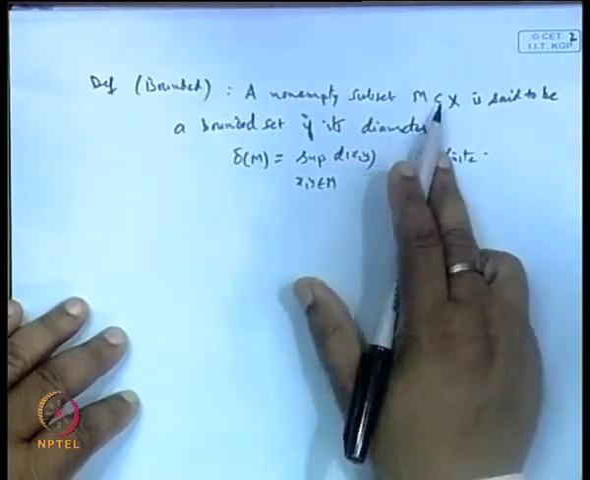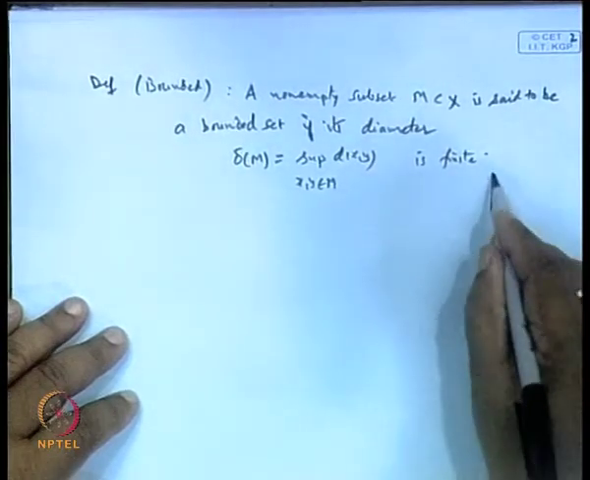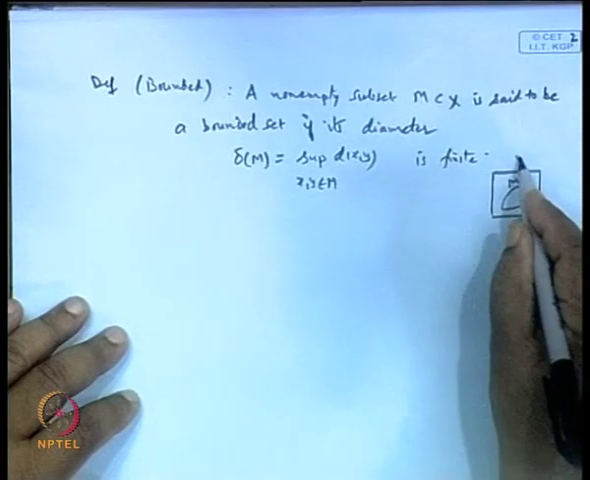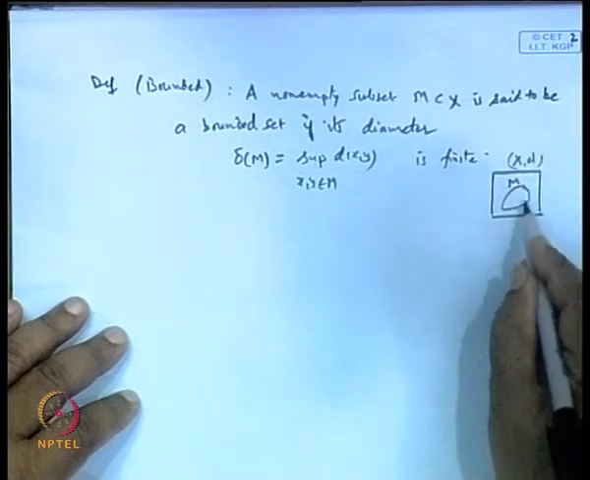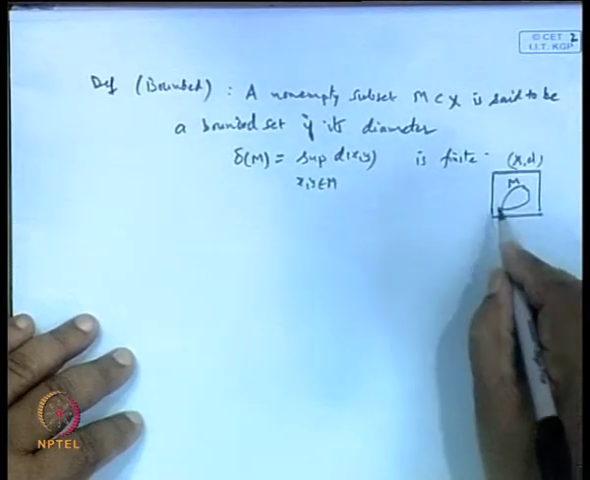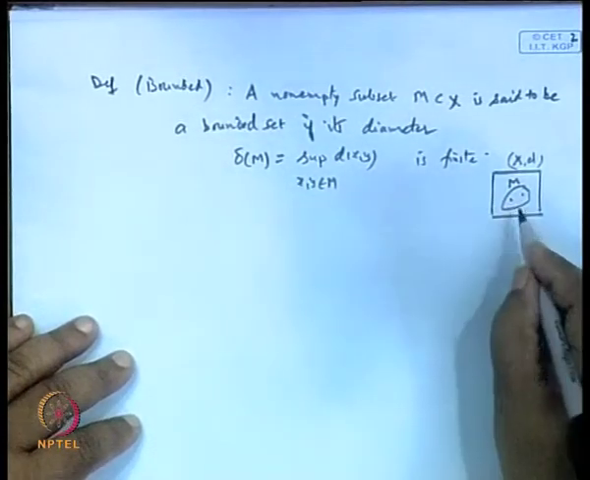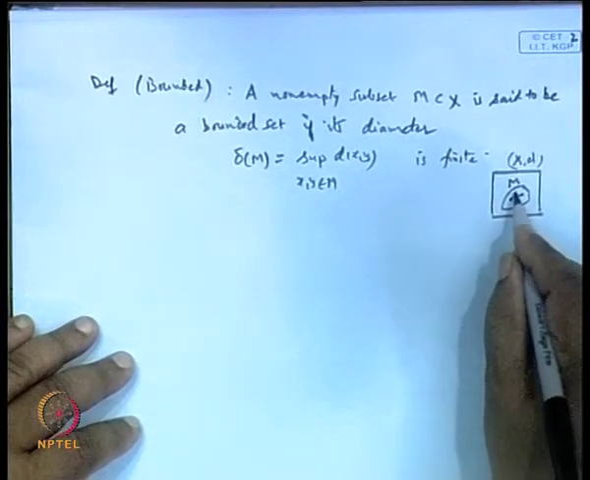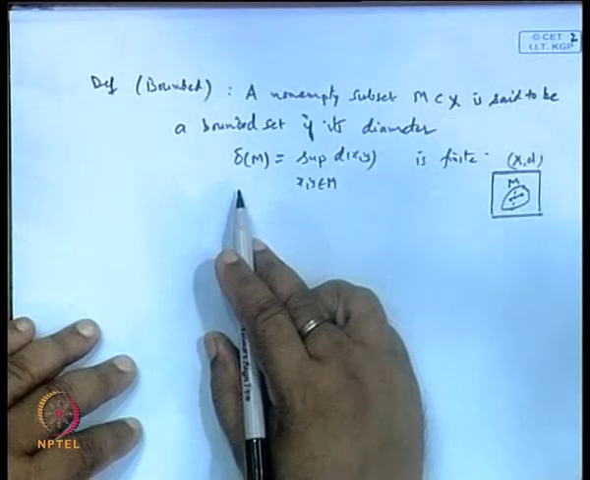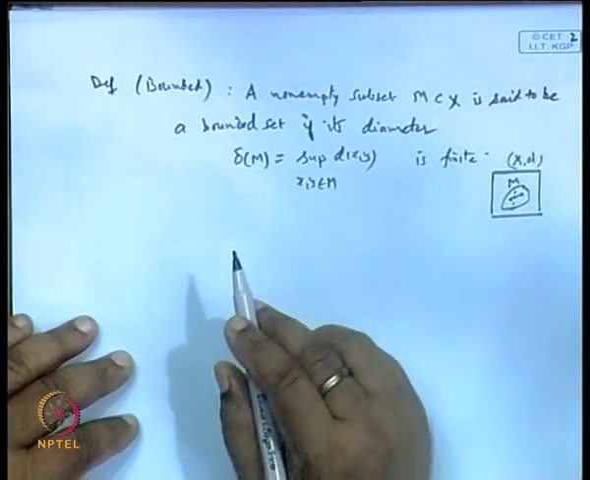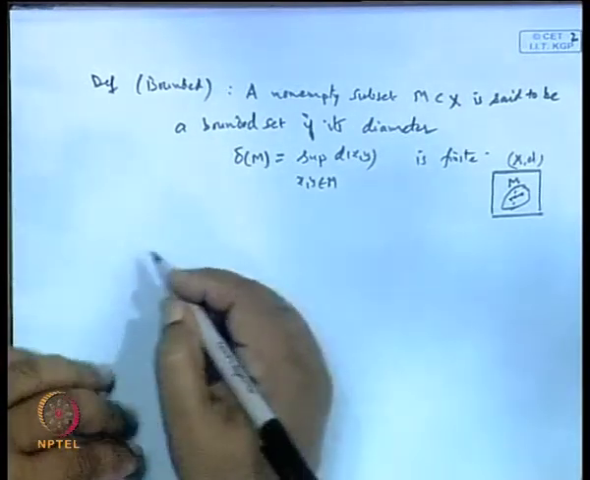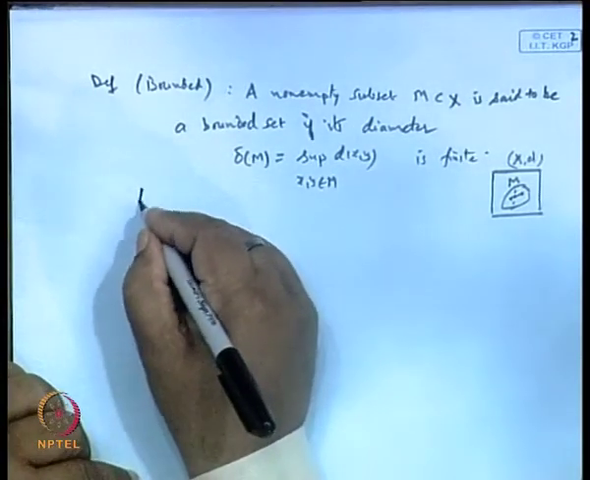Okay. So, a set M, which is a subset of a metric space (X, d), is said to be bounded if the diameter of this set is finite. That is, if we pick any two points here, find out the distances, and continue like this, then the supremum of these distances, if it comes out to be finite, then we say the set M is bounded.